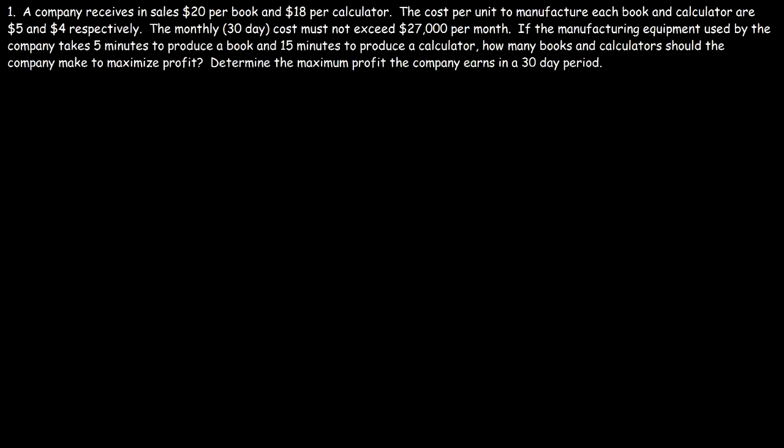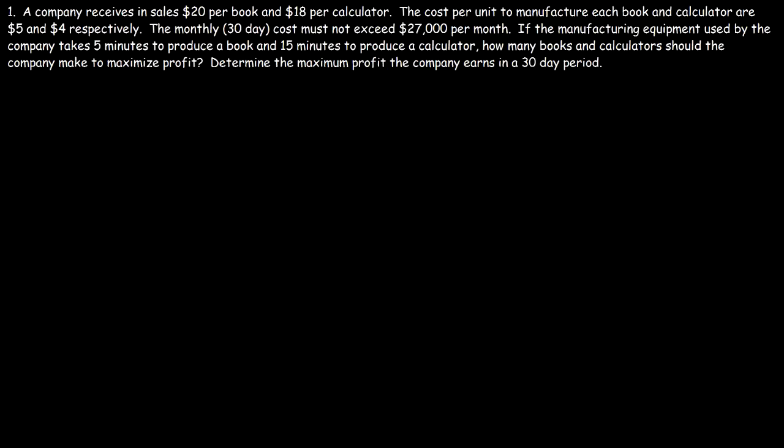A company receives in sales $20 per book and $18 per calculator. The costs per unit to manufacture each book and calculator are $5 and $4 respectively. The monthly 30-day cost must not exceed $27,000 per month. If the manufacturing equipment used by the company takes 5 minutes to produce a book and 15 minutes to produce a calculator, how many books and calculators should the company make to maximize profit? And also, determine the maximum profit the company earns in the 30-day period.